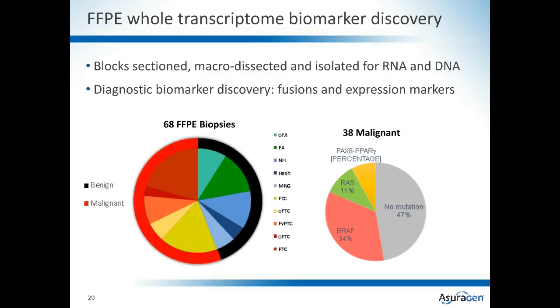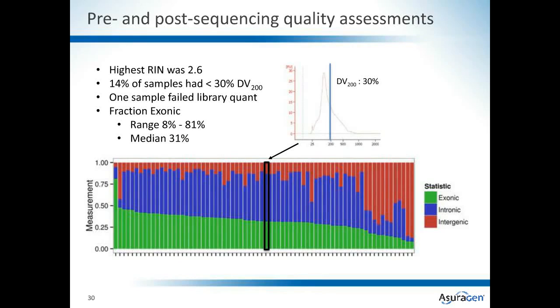mutations. Next, we isolated RNA from these FFPE blocks and performed whole transcriptome RNA-seq. This is an assessment of the overall QC that we see for this cohort. The highest RIN that we obtained for all of these samples was 2.6, and this is typical of FFPE. We generally see most samples as being fairly degraded.